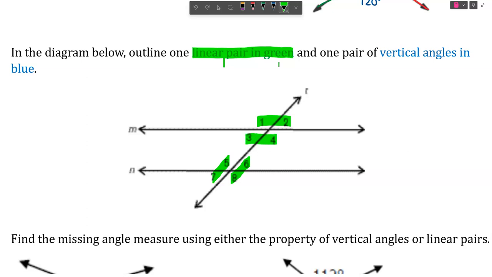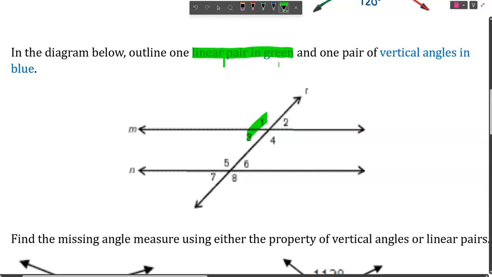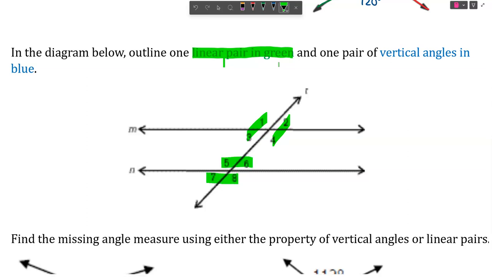But these aren't the only possibilities. In fact, we could go with others. We could say 1 and 3, 2 and 4. We could say 5 and 6. We could say 7 and 8. So there's a lot of combinations here. Essentially, they need to be next to each other, and they need to form a straight line. That's ultimately what we need to look at.